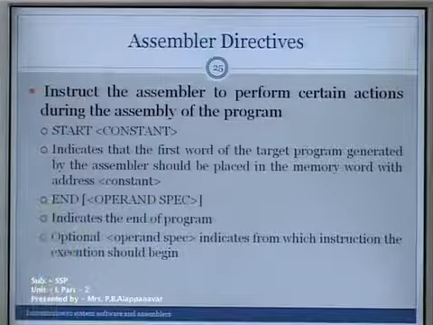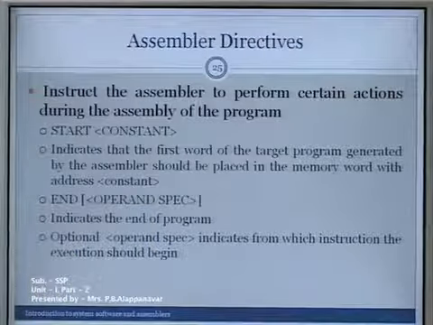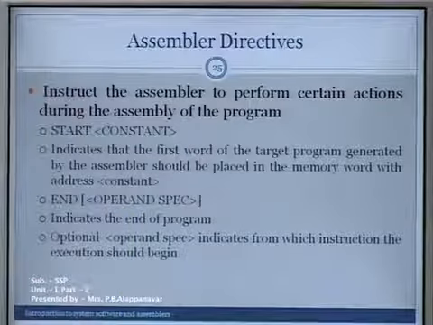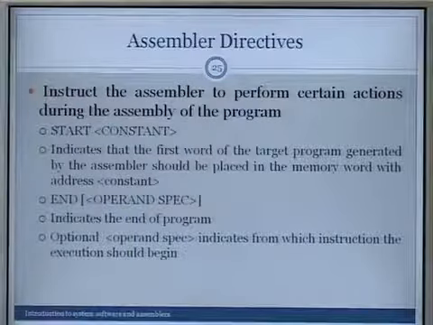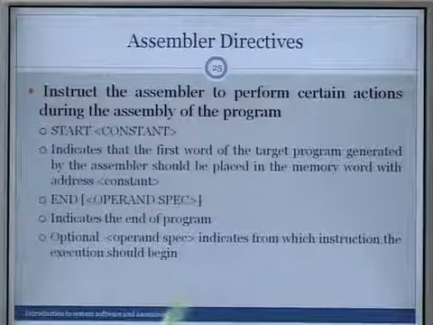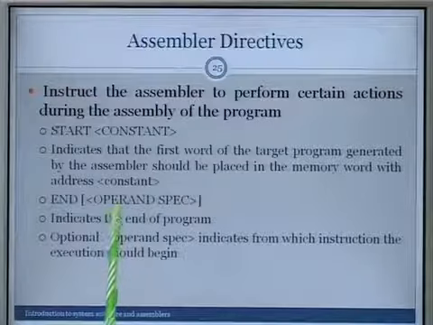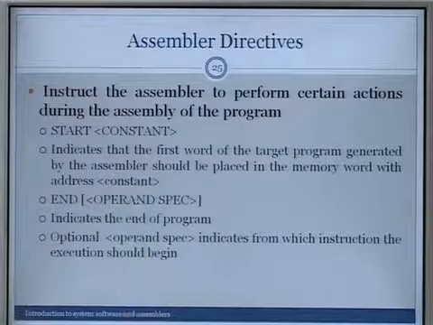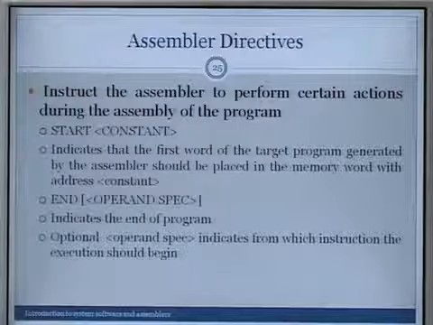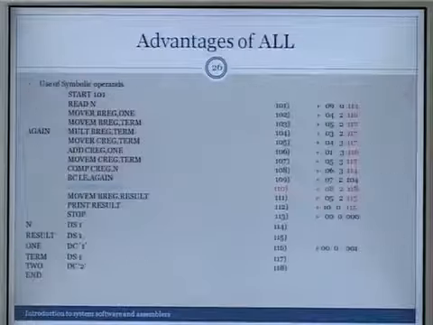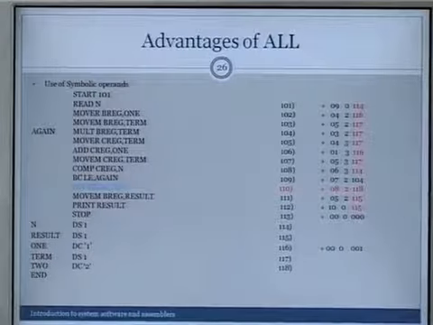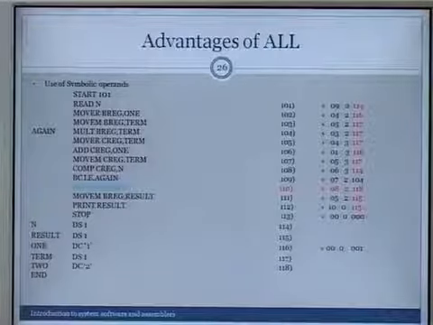End says indicates the end of the program. Okay, if you do mention an operand specification, it basically means that when the object code produced by the assembler is placed in memory, the execution should start from the location specified by this operand specification. By default, it is the first line following start.